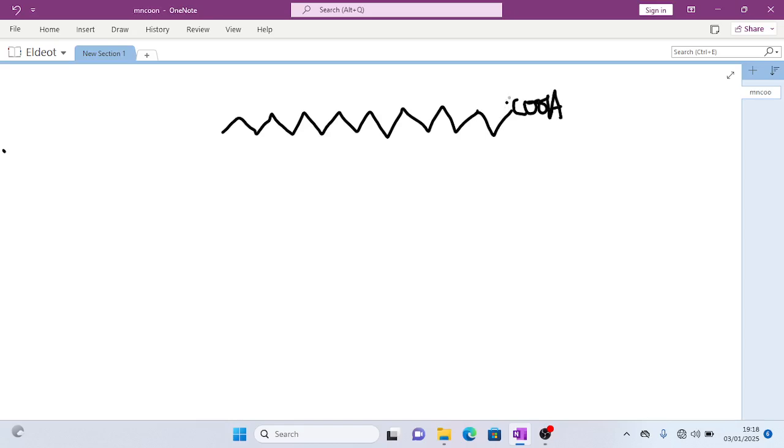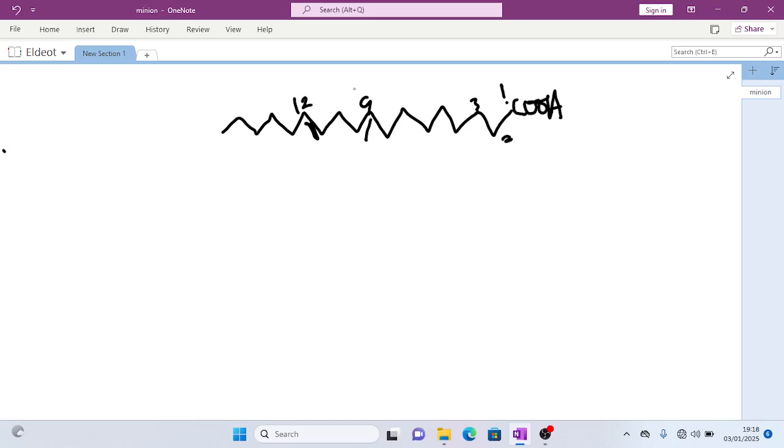So if you count the number of carbons, this is 1, 2, 3, 4, 5, 6, 7, 8, 9. So from carbon 9, 10, 11, 12. So this is the basic structure of linoleic acid. It has double bonds in carbons 9 and 12.